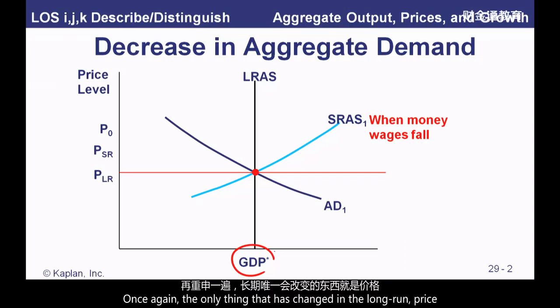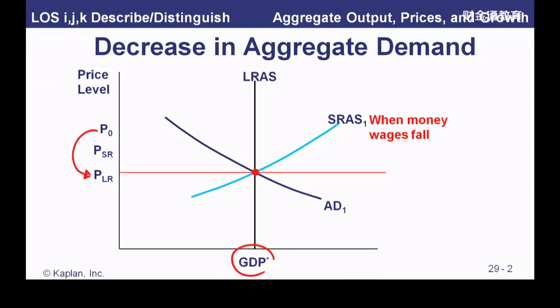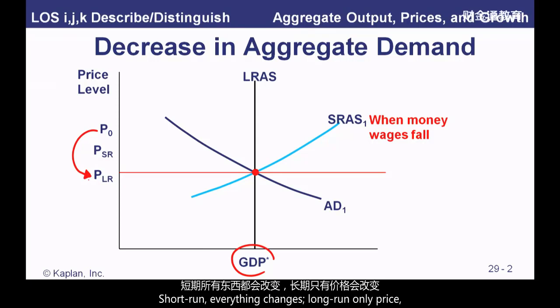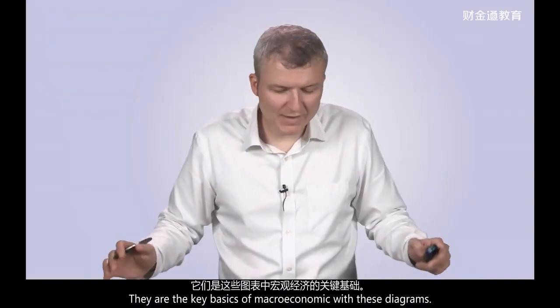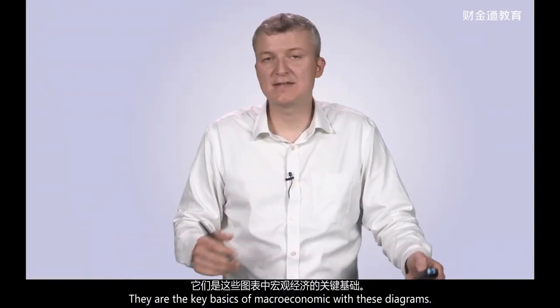Once again, the only thing that's changed in the long run is price. Short run, everything changes. Long run, only price. They are the key basics of macroeconomics with these diagrams.